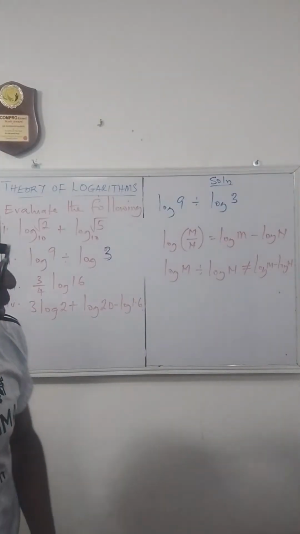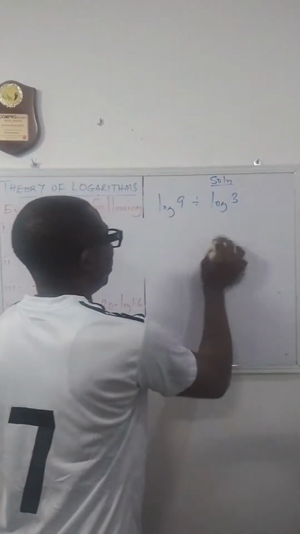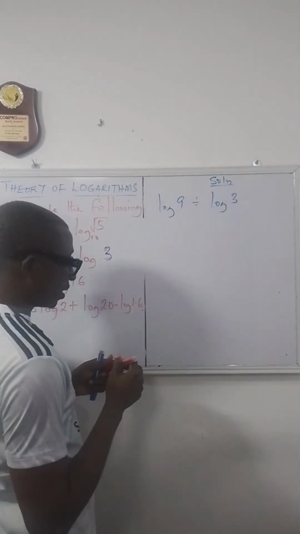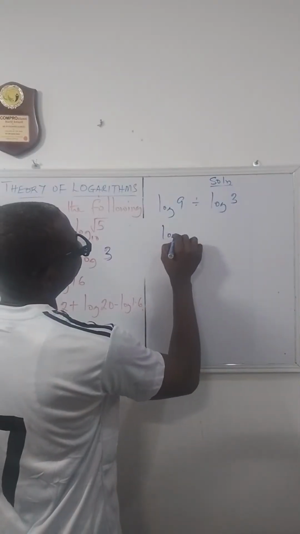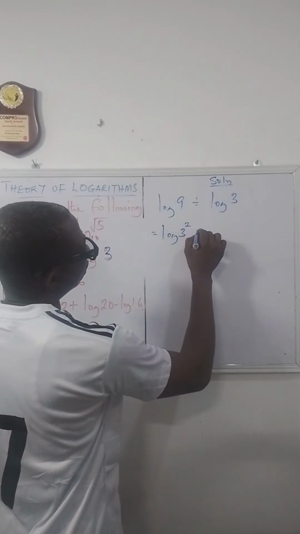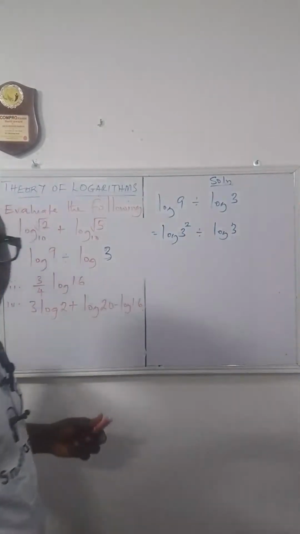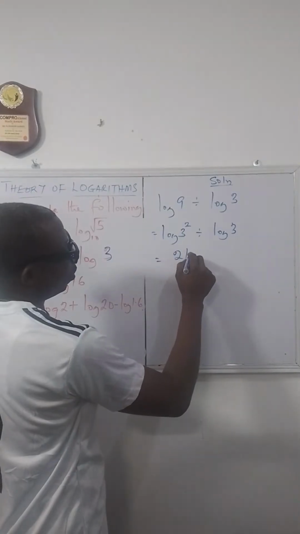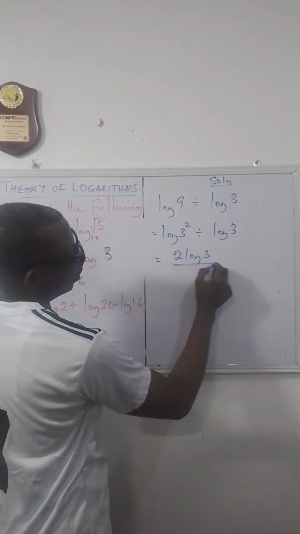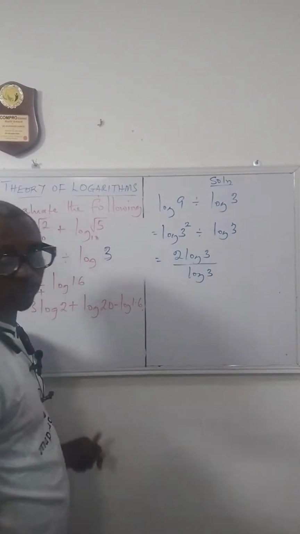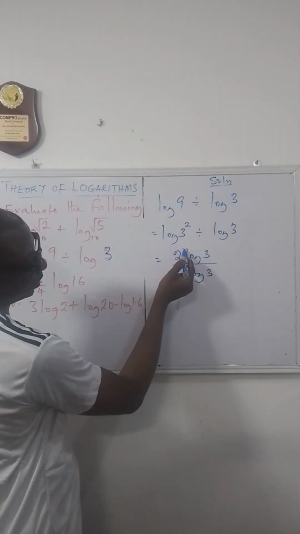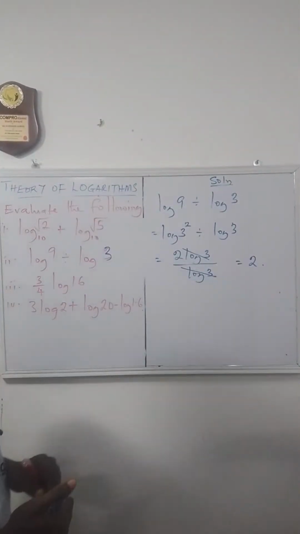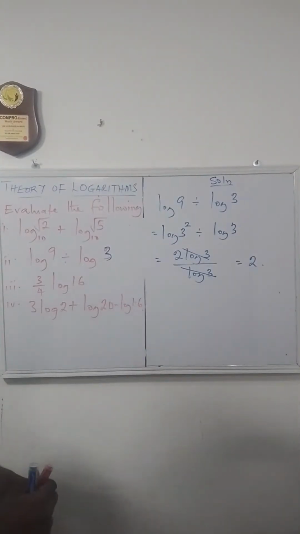All right. So let us now solve this problem we have here. The first thing I'm going to do is to express this in index form, and that is log of 3 raised to the power of 2 divided by log of 3. Okay? So now, this 2 comes to this side. So we have 2 log of 3 divided by log of 3. Okay, so you can see this will cancel this. So the result is 2. That's the answer to that problem. I hope you all understand that. So that's how to solve that type of problem.